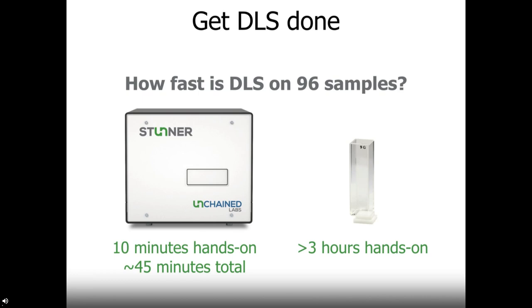Stunner's DLS gives you the high throughput power to gather the size and size distribution data on 96 samples in less than an hour. With just 10 minutes of hands-on time, Stunner will do all the rest in about 45 minutes, while other instruments will be one by one, resulting in more than 3 hours hands-on time to get DLS on those same 96 samples.